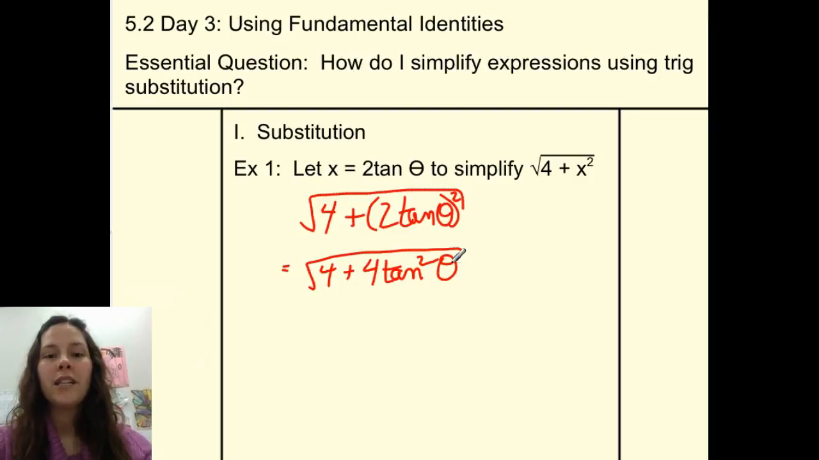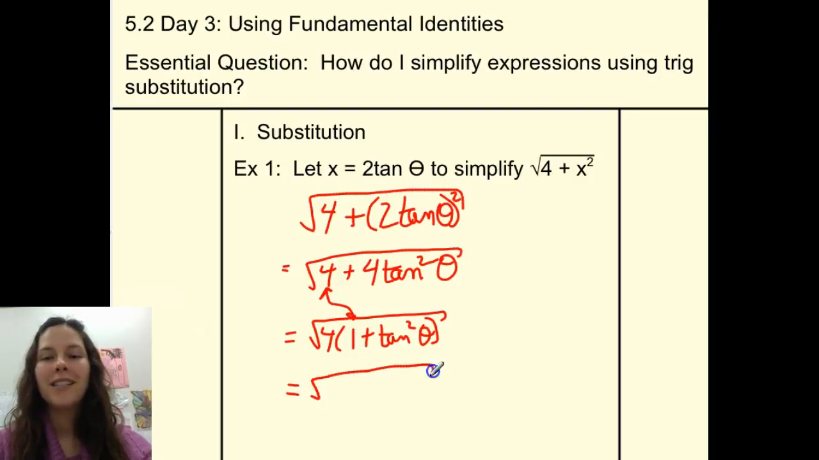And then both terms have a 4, so we're going to factor the 4 out, leaving us with 1 plus tangent squared. Remember, when we factor, we're dividing. So when I factored the 4 out of the first term, I had a 1 left over because I divided the 4 by 4. Now we can use a Pythagorean identity to replace 1 plus tangent squared with secant squared. And then we can take the square root of each piece. The square root of 4 is 2, and the square root of secant squared is secant theta.